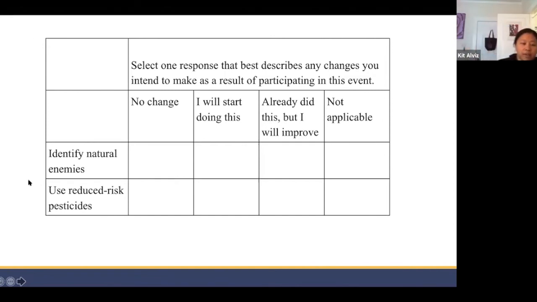And the response options here, this is actually a scale that we developed with the UC Master Gardener program for their statewide outcome evaluation. I tend to like it a little bit more than the none to some to quite a bit to great deal, because I feel like those are a little bit harder to interpret. So we're pretty proud of this scale. No change. I will start doing this. I already did this, but I will improve, or not applicable. And so those two columns, I will start doing this, or I've already done this, but I will improve, those two can kind of be collapsed into one intent to change behavior result.